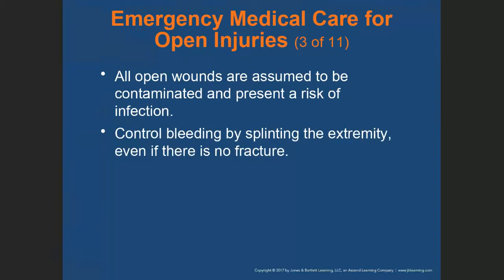All open wounds are assumed to be contaminated and present a risk of infection. Control bleeding by splinting the extremity if there is no fracture. So you can actually use splints to create pressure on a dressing.